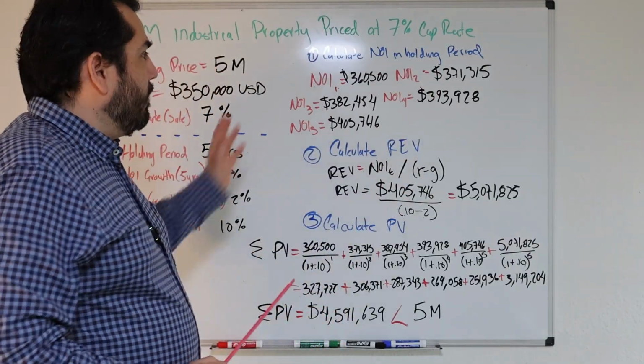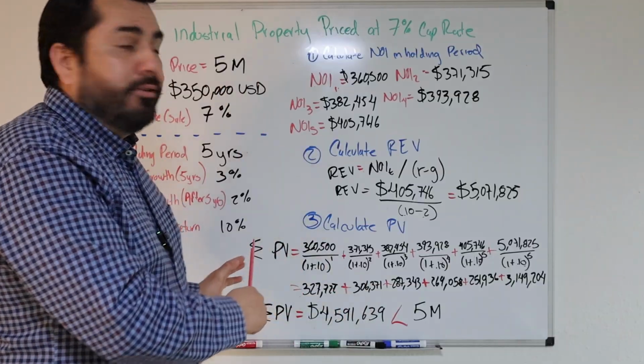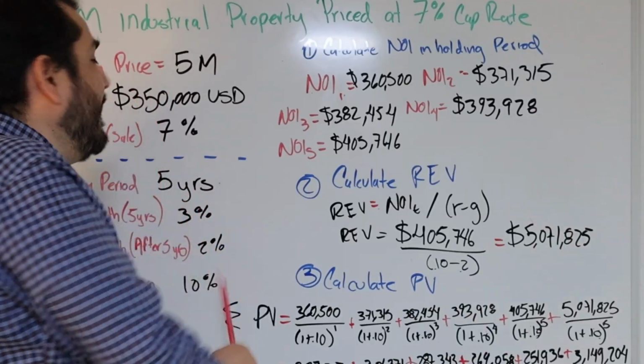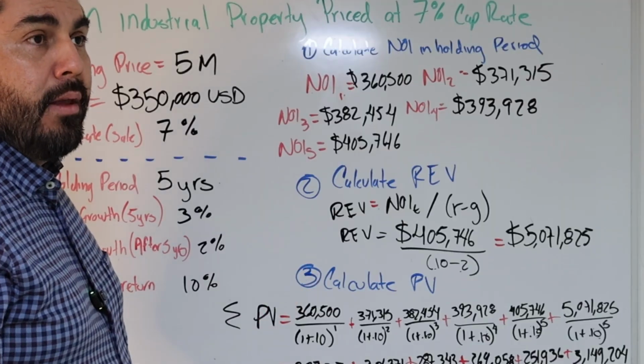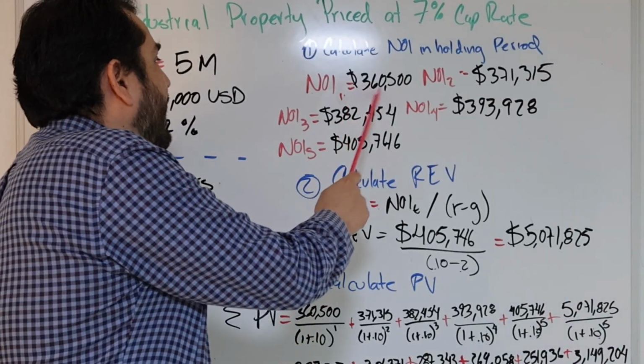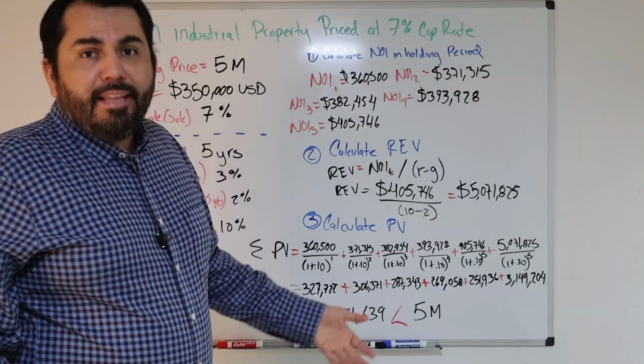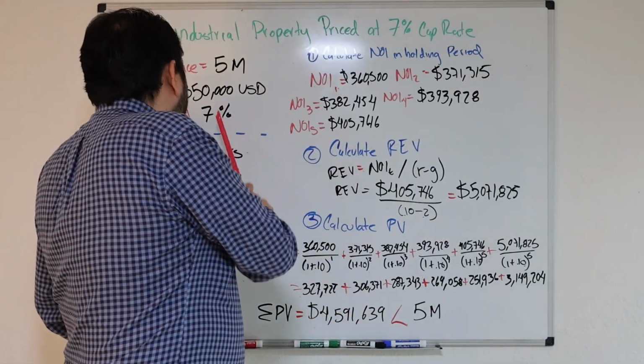So the first thing we have to calculate is the NOIs. We have to calculate the NOIs for the holding period. We already know the starting NOI, it's 350. So we are forecasting that the NOI at the end of the first year will grow 3%.